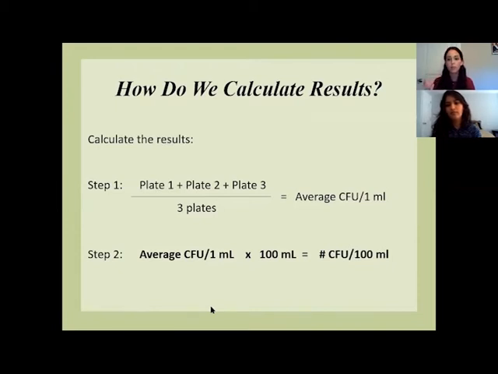So the reason why it's 1 milliliter is because that's how much water you're putting on your plate. You're not putting 100 mils on your plate. That'd be like the whole table. And then to get your actual colony forming units per 100 milliliters, you're gonna multiply that average that you got by 100 milliliters, and that's gonna get your colony forming units per 100 mils.